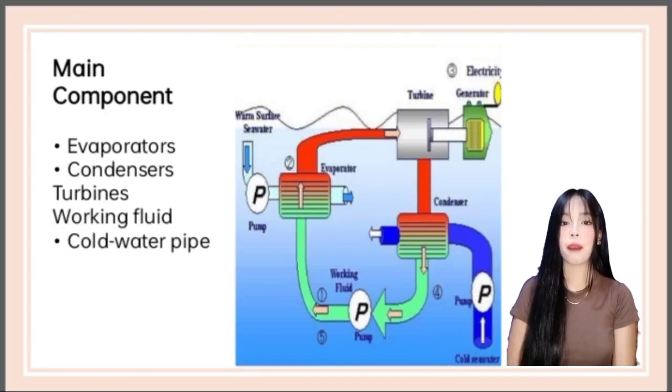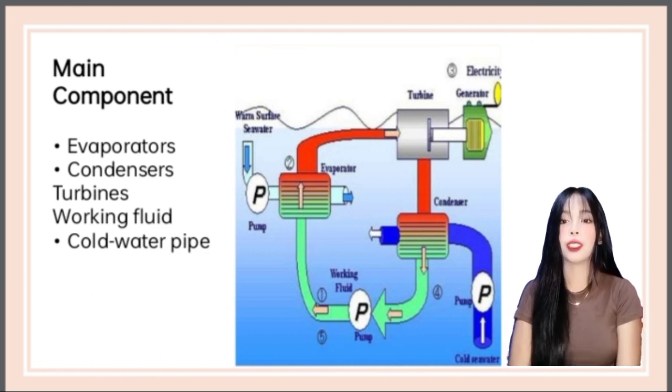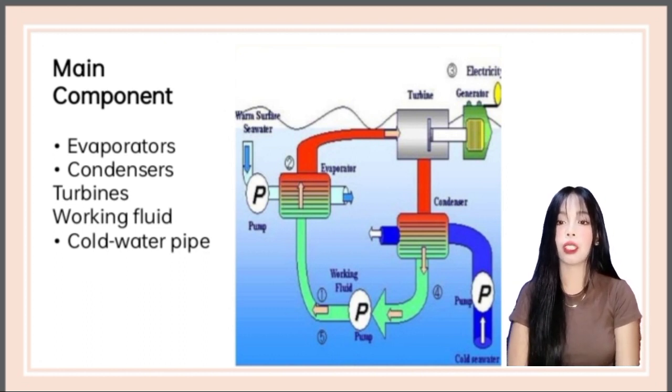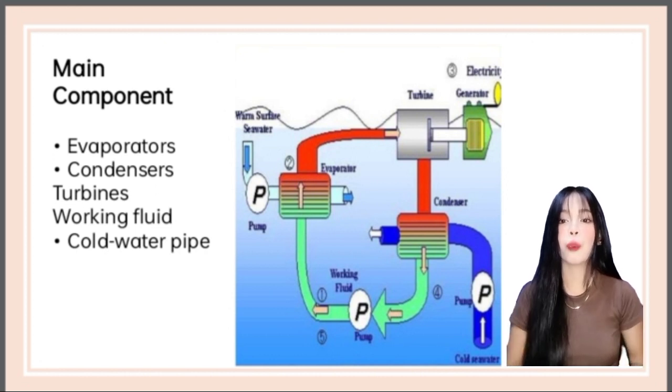And let's proceed to the main components. Number one: evaporators. Evaporators are a crucial component in an ocean thermal energy conversion system. They utilize warm ocean surface water to evaporate the working fluid, usually ammonia or a similar substance, at low pressure. As the fluid evaporates, it absorbs heat energy from the ocean water. This vapor is then directed to drive a turbine, generating electricity.